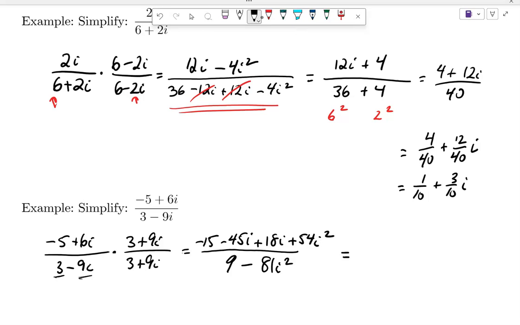So what does the top simplify to now? 15 minus. They're opposite signs. You added them together. 27. Yeah, it should be minus 27i. Plus. No, minus 54. Minus 54. Good. And the bottom will be 9 plus 81, so 80. No, 90. 90. Good.